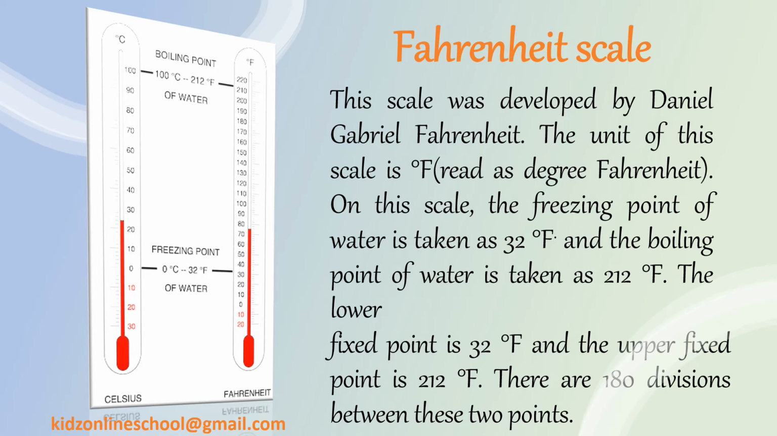Fahrenheit scale. This scale was developed by Daniel Gabriel Fahrenheit. The unit of the scale is degrees F. On this scale, the freezing point of water is taken as 32 degrees Fahrenheit and the boiling point of water is taken as 212 degrees Fahrenheit. The lower fixed point is 32 degrees Fahrenheit and the upper fixed point is 212 degrees Fahrenheit. There are 180 divisions between these 2 points.